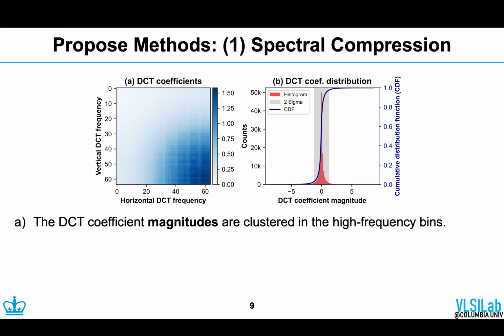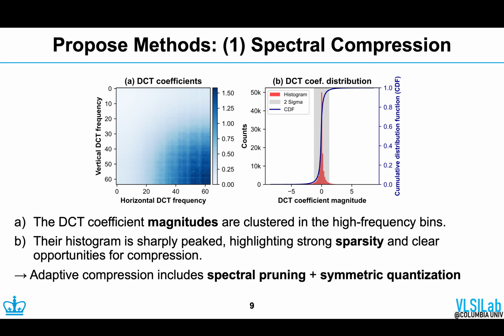A motivating example: the DCT coefficient magnitudes, pictured on the left, are clustered in the high frequency bands, and the histogram on the right is sharply peaked. This highlights the strong sparsity and clear opportunities for compression. Adaptive compression includes spectral pruning and symmetric quantization as a result.